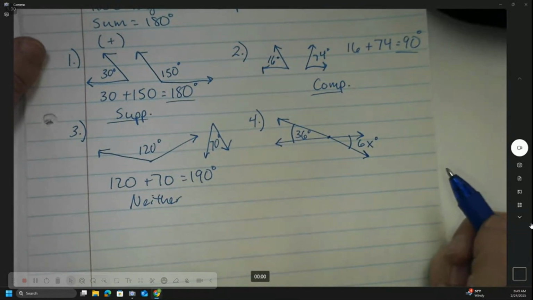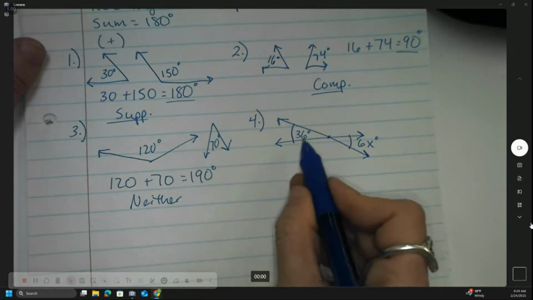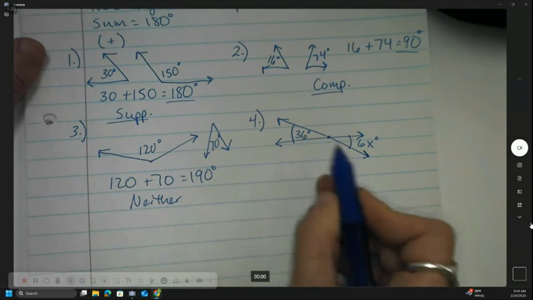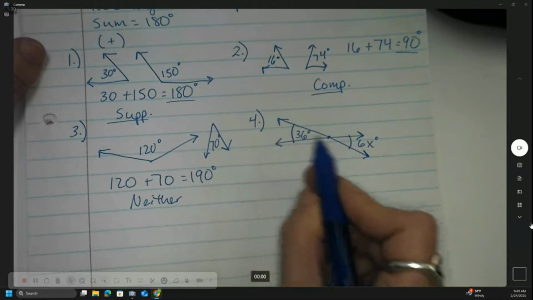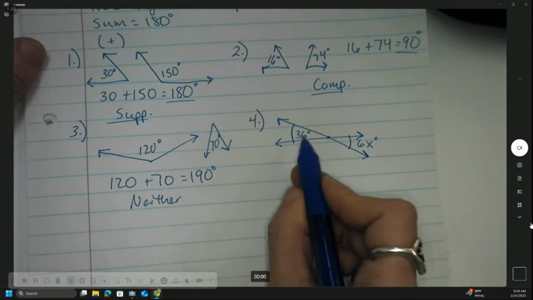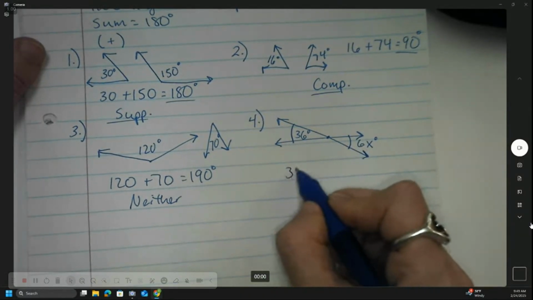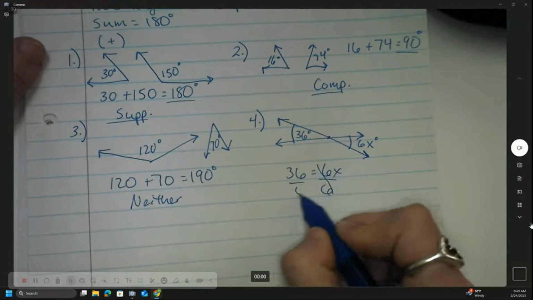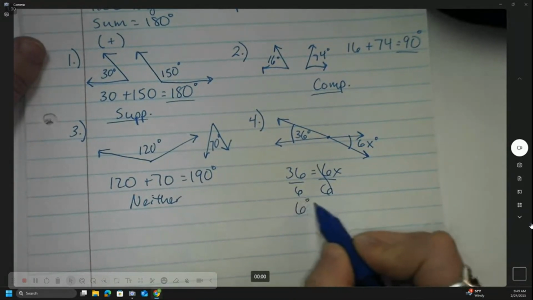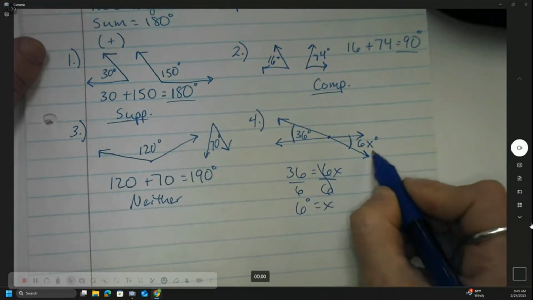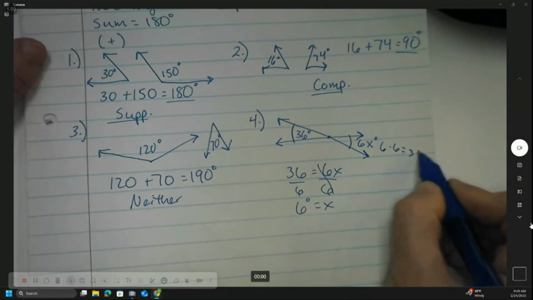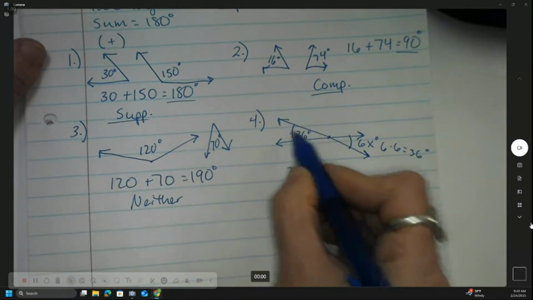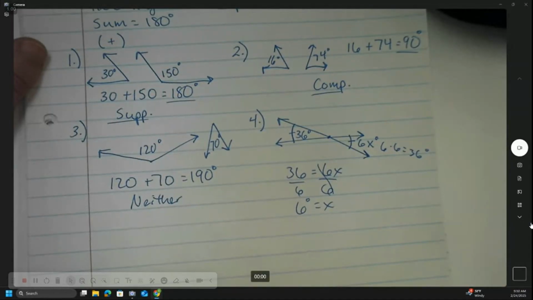All right? So if I know 36 is vertical to 6x degrees, vertical angles, remember I taught you in last lesson, are always congruent. So if this side's 36, that means this side is 36. And 36 equals 6 times x. Divide each side by 6. That means 6 degrees is x. So if you plug 6 in for x, that means 6 times 6. Doesn't that equal 36? Congruent. Hash marks through the arcs of these angles show that they're congruent. Remember, congruent means the same. That one was an easy one.